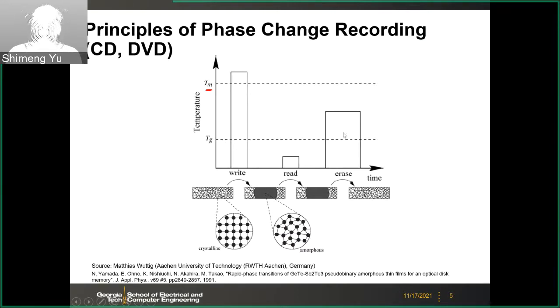And then if you want to switch back, then you apply some temperature profile that is in between the melting temperature and the crystallization temperature. Then you can gradually move the atoms around. So the atoms tend to move to the lowest energy position. That will be the ordered crystalline state. The atoms will find their lowest energy. That is the crystalline ordered state.